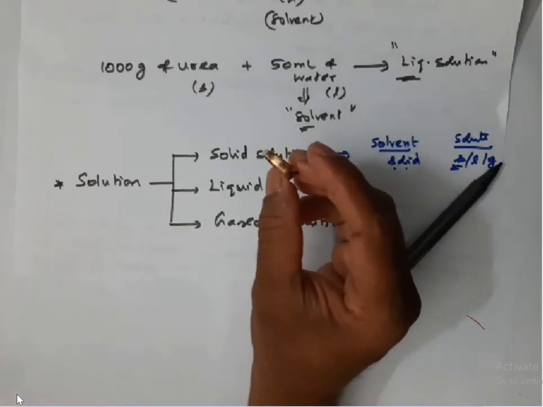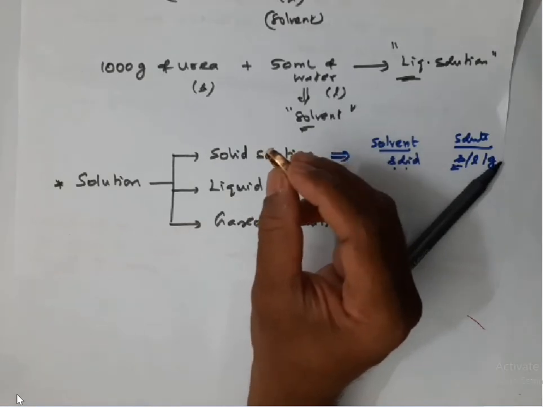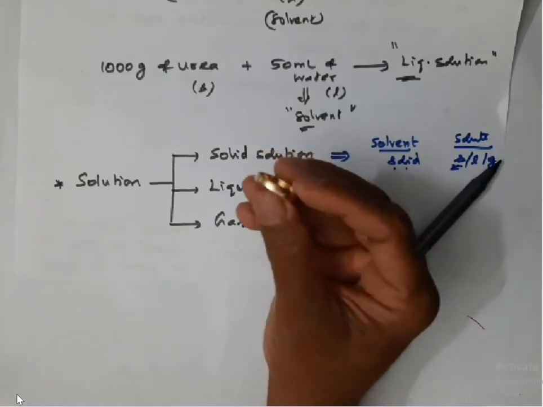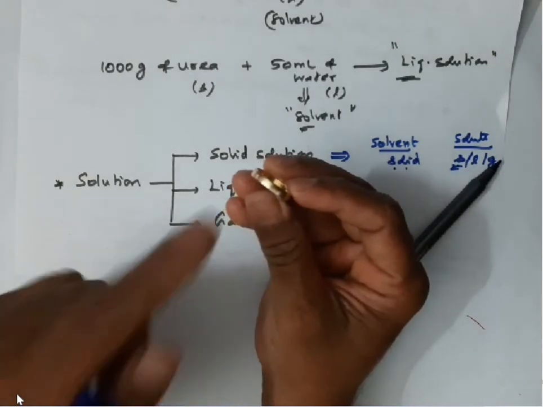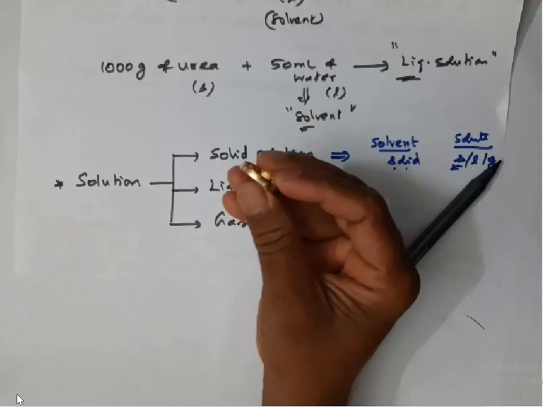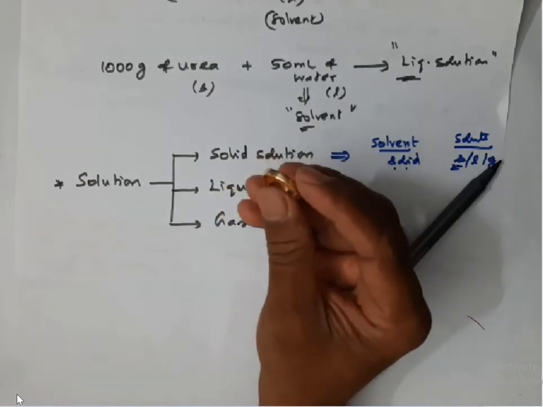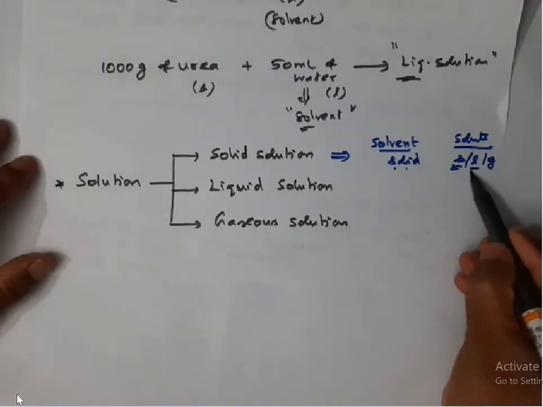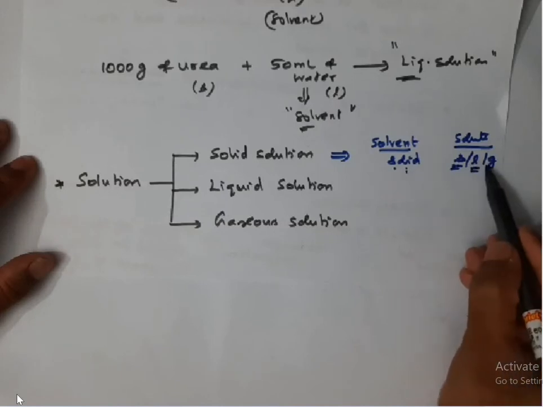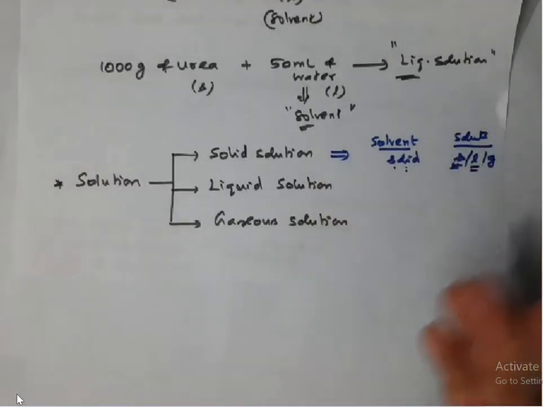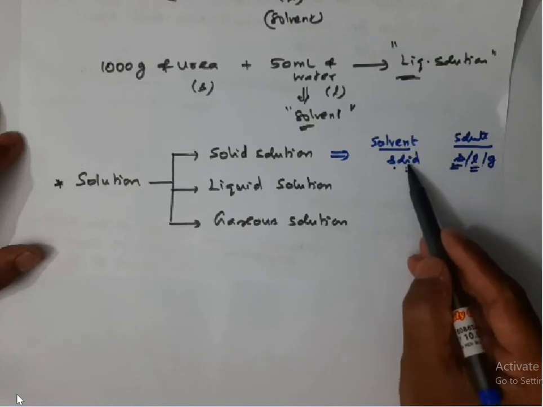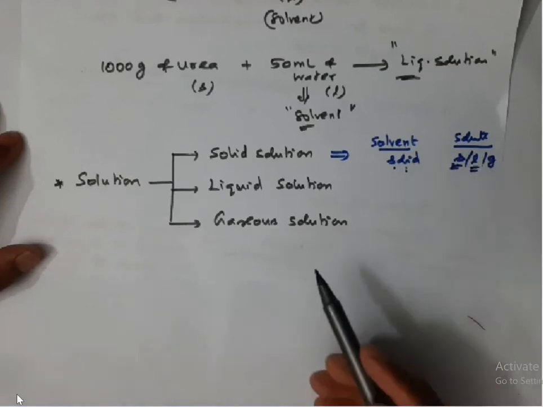Don't think that solution should exist always in liquid state. Solution can also exist in solid state. The definition is that it should be a homogeneous mixture, that's all. In this, copper and gold are present as a homogeneous mixture. Therefore, this is an example of a solution. Here solute is solid, solvent also solid. Then solute can be liquid in solid solutions, then gas in solid solutions. Like this we have three types: solid in solid, liquid in solid, and gas in solid.